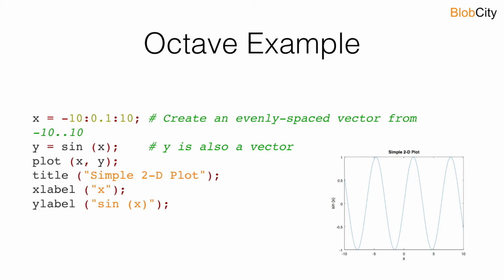A simple call to plot x comma y creates a two-dimensional plot with x on the x-axis and sine of x on the y-axis. Additional functions can then be called to set a title for the graph and labels for the two axes. There are several types of graph that one can plot with Octave. This is just a simple example to give you a feel of the language.